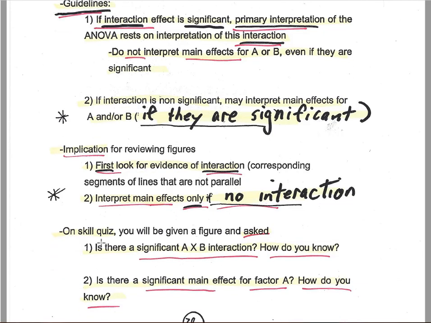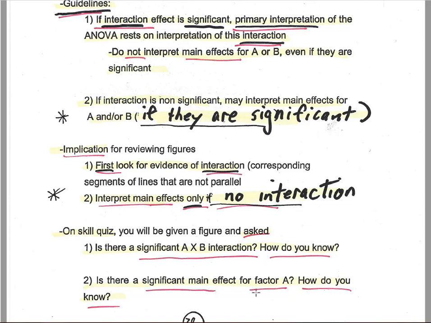On your Canvas quiz, what I call a skill quiz here, you'll be shown a figure. You'll be asked, is there a significant A by B interaction? How do you know? A by B interaction, that's the kind of symbols that we use to represent a two-way interaction, the two-way interaction that I've been talking about throughout this lecture. I want you to fill in a response where you tell me whether there's a significant interaction and what is it about this figure that tells you whether there's an interaction or not.